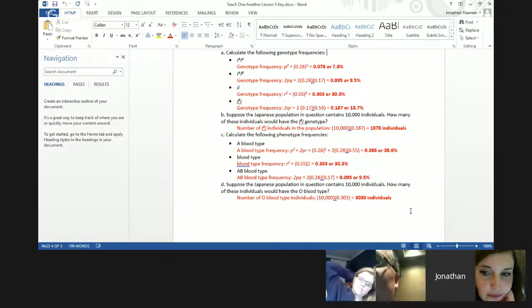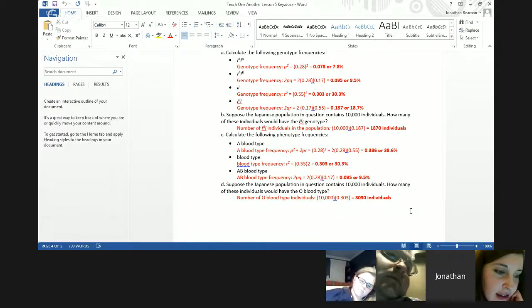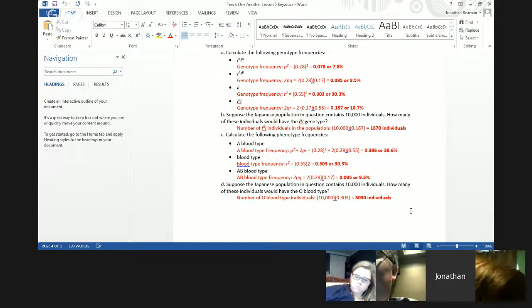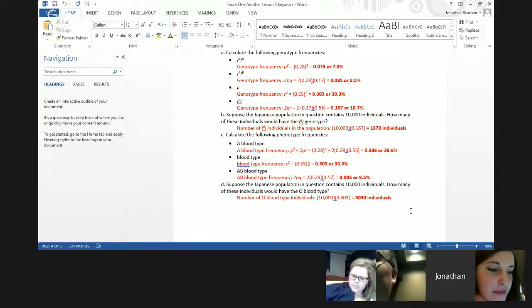Okay, and then what did you guys get for C? So, the A blood type, I got 0.3864. And I had 23.24%... 0.232. I got that too. Huh. But I got the wrong point. Well, that's just p squared in and of itself. It says on this one that we have to add plus 2pr.